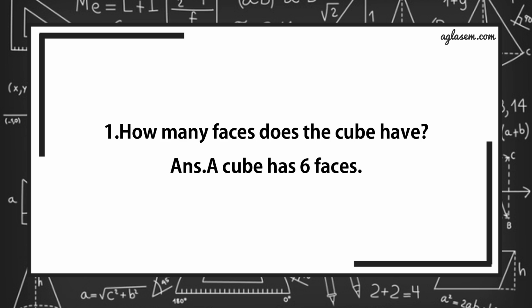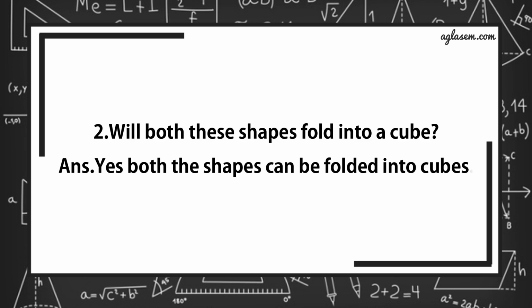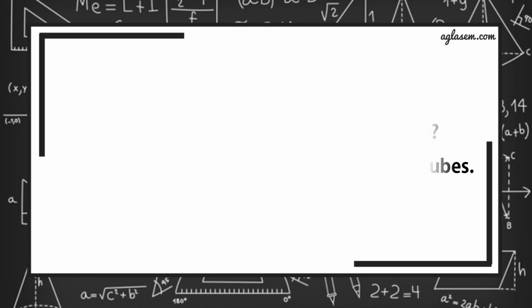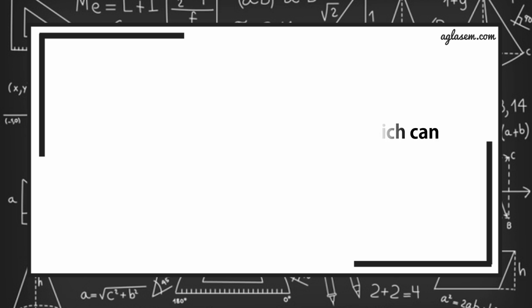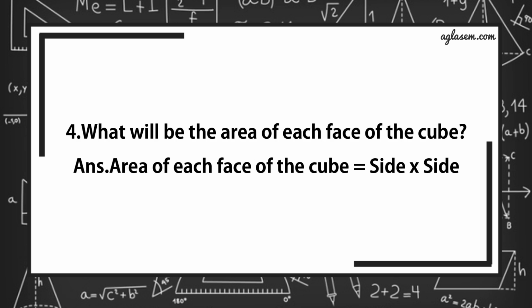Further, question number 2 says, will both these shapes fold into a cube? Answer is, yes, both the shapes can be folded into cubes. Further, third question says, draw at least 1 more shape which can fold into a cube. So guys, this you can do it yourself. Further, fourth question says, what will be the area of each face of the cube? Answer is, area of each face of the cube is equal to side into side.